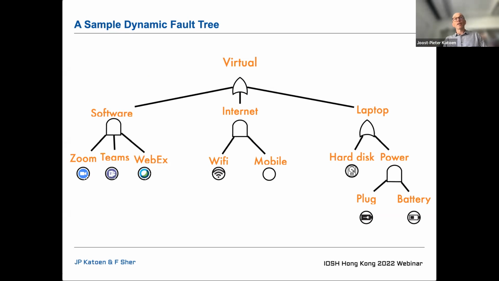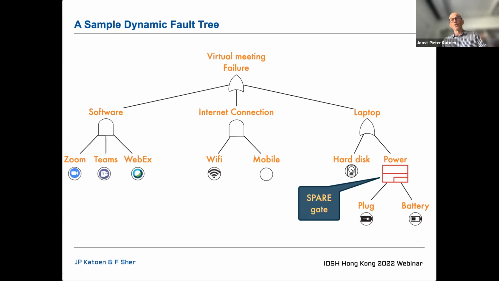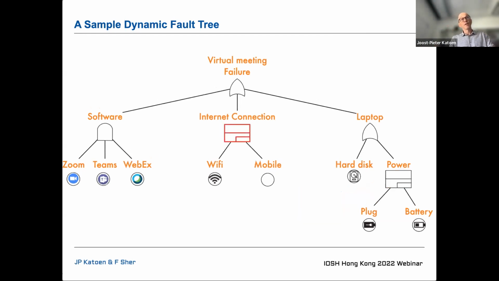Now, using dynamic gates, you can model this more adequately. For instance, for the power, it's better to use a spare gate, which models that you can use a plug, and if the plug fails, you can then use the spare, which is a battery. This is exactly what this gate models. Similarly with the internet connection: if you have a Wi-Fi connection, like I now have, it's all fine, and only if that fails can I replace it with my mobile. So the mobile is my spare, and such a spare gate models spare management very naturally.